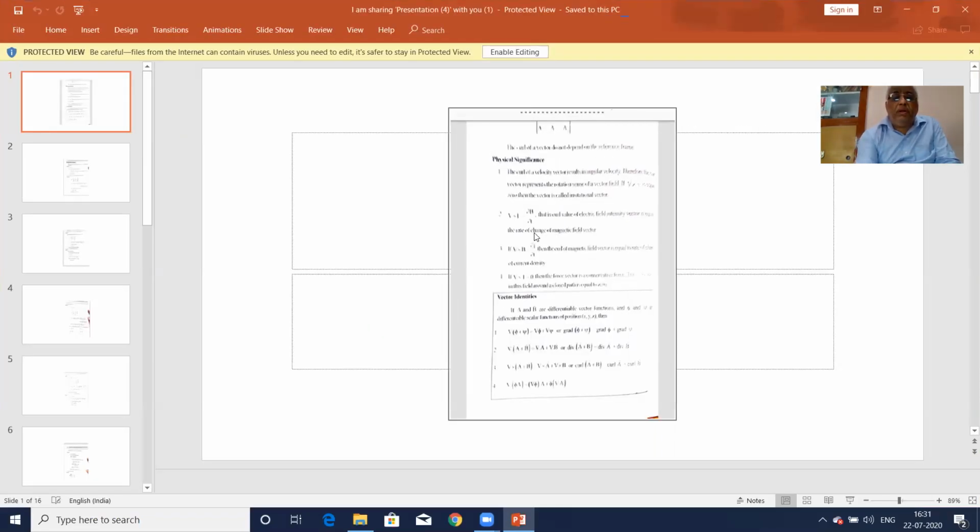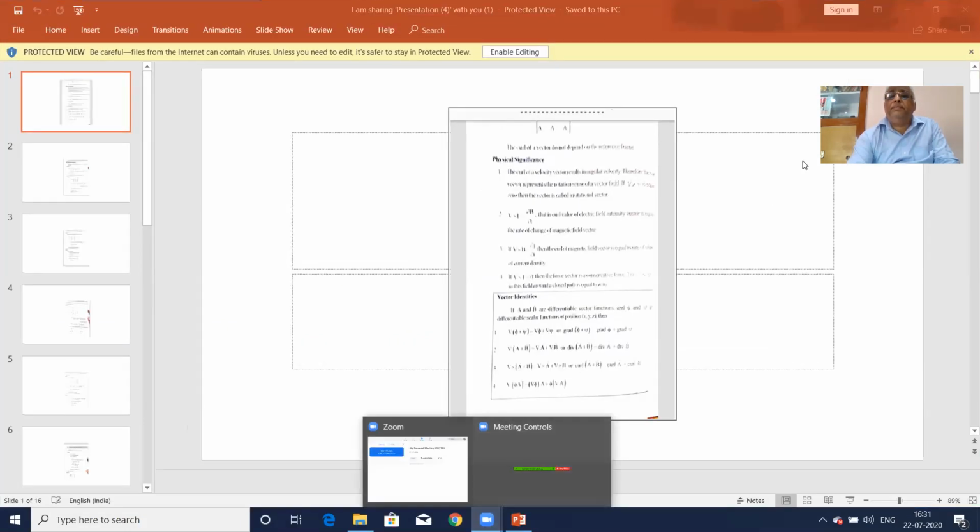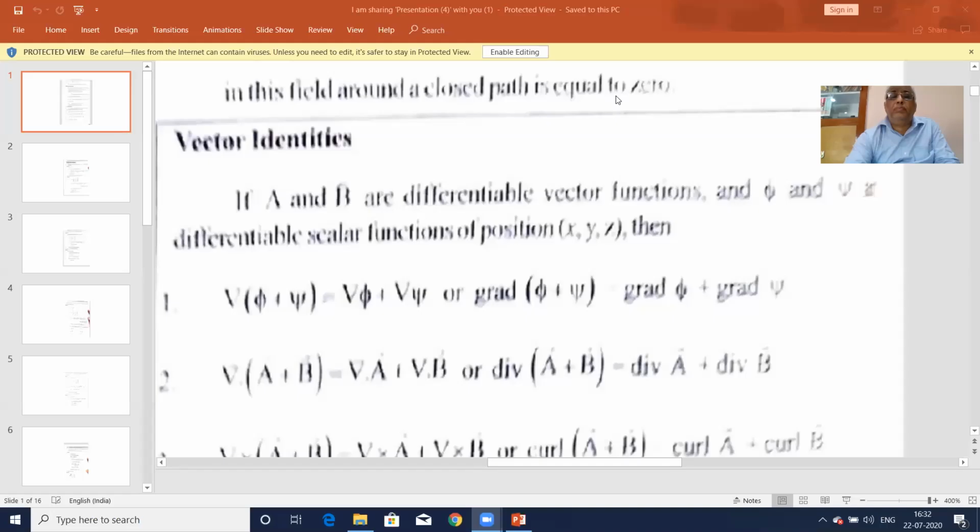What are the vector identities? If A and B are differentiable vectors and phi and psi are differentiable scalar functions of position x, y, z, then del of phi plus psi is equal to del phi plus del psi.